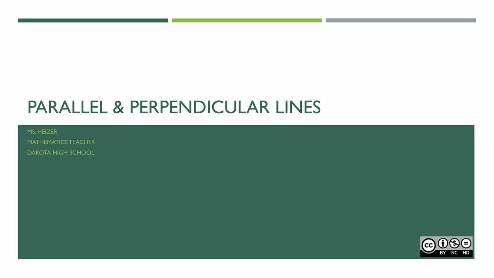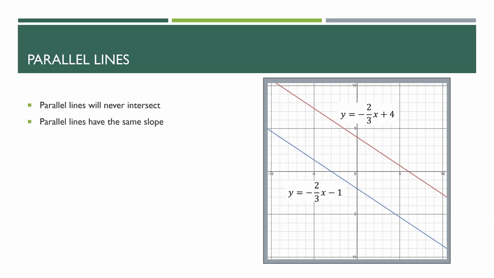Okay, so today's lesson is on parallel and perpendicular lines. So parallel lines we know will never intersect, and that's because when lines are parallel, they have the same slope. So in this example here, this red line and this blue line are parallel, and they will never intersect, and we can see how they run the exact same direction and the same angle.